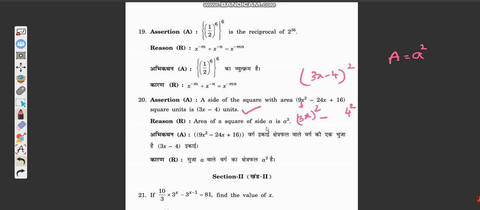Area of a square is a square. Both are correct and one is the reason for the other. Option A is the correct one.